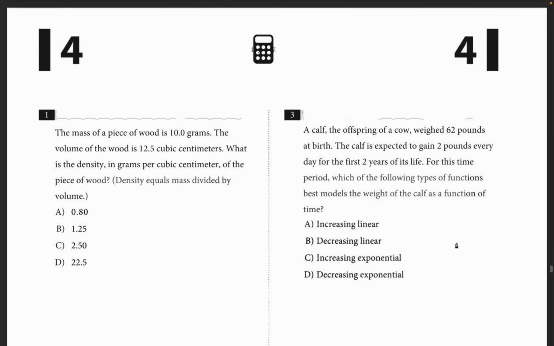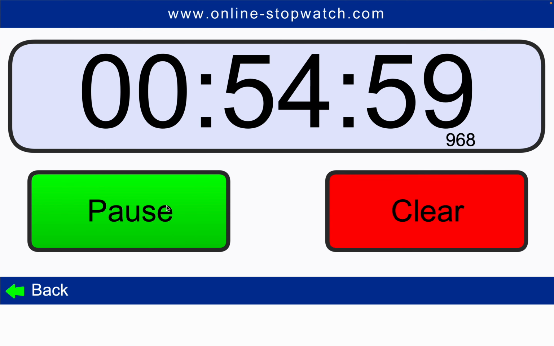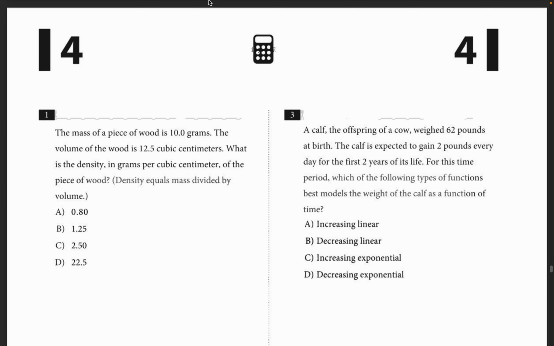Okay, let's go. 3, 2, 1. The mass of a piece of wood is 10 grams. The volume of the wood is 12.5 cubic centimeters. What is the density in grams per cubic centimeter? Density equals mass divided by volume. So the mass is 10 grams and the volume is 12.5, so do 10 divided by 12.5. That should give you an answer below 1, so it has to be A even without the calculator.